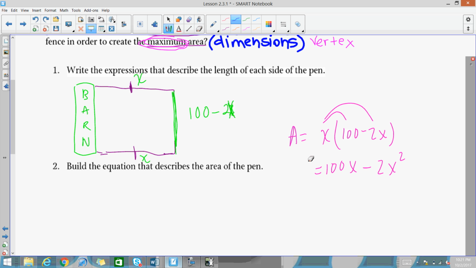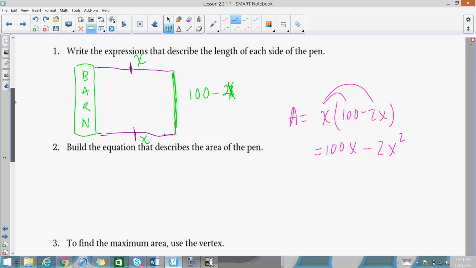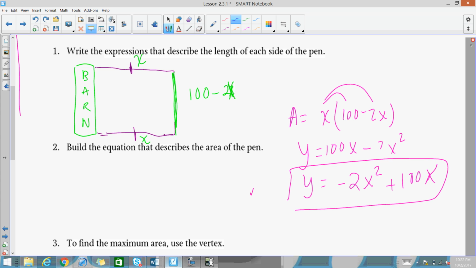At this point, we don't know what the area is. We can't identify what that is, so we're going to call this 0 right now. We're going to find our maximum area in a second. Or technically, you can call it y. So I'm going to put y equals negative 2x squared plus 100x, in standard form. The reason being is because this is my area formula.